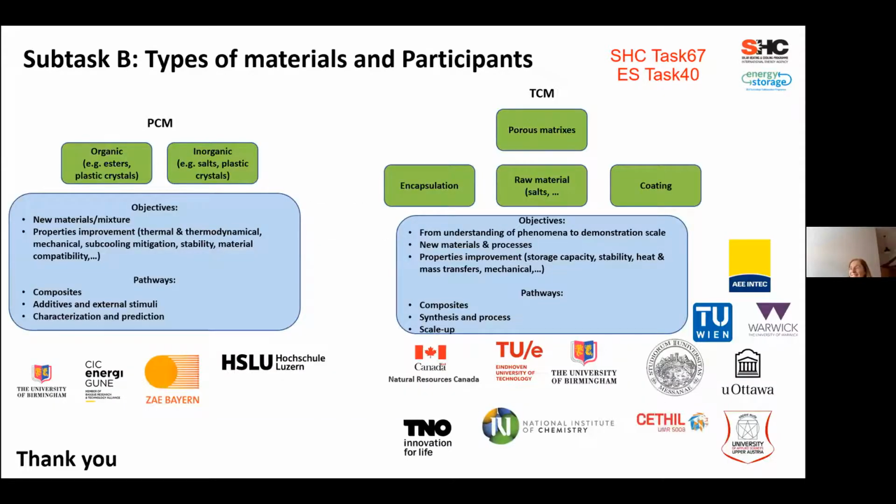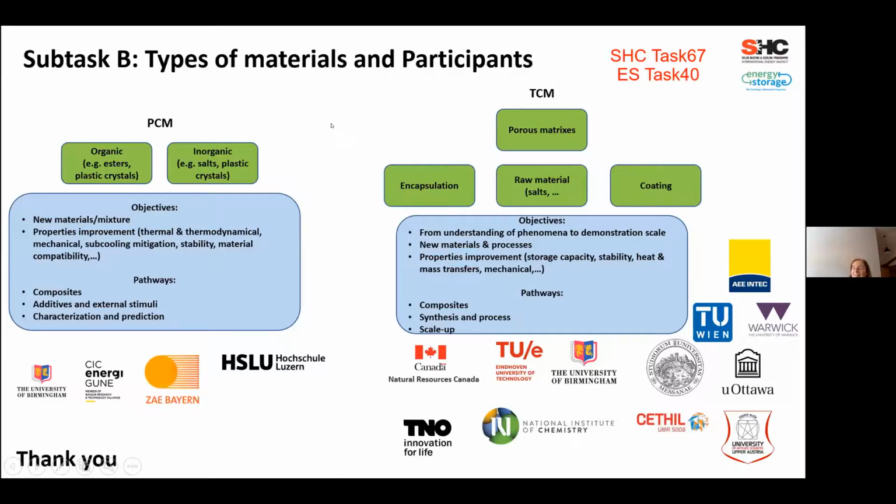This is very important, the last slide of my presentation, because in here there are all the experts that are contributing to this subtask. There are the types of materials we will study: phase change materials and thermochemical materials. Here is just some general information about the material we will use, the composite we will consider, and the objectives and the pathways.